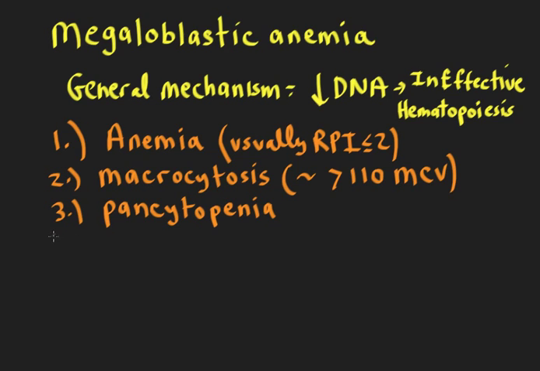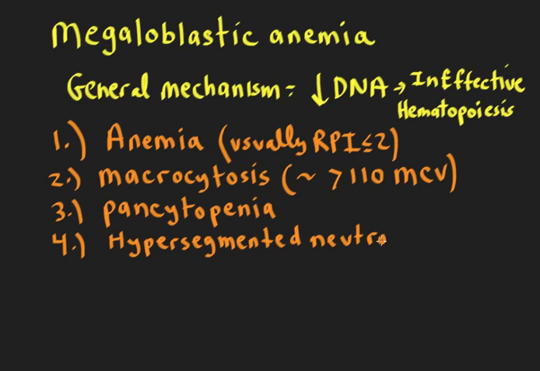Now, another thing that's going to happen, and it's not clear exactly why, is that your neutrophils that normally have 3 to 5 lobes commonly end up with greater than 5 lobes, and they call this hypersegmented neutrophils. Okay, hypersegmented neutrophils, and you can see this on a peripheral blood smear. All right, and this is very classic for megaloblastic anemia.